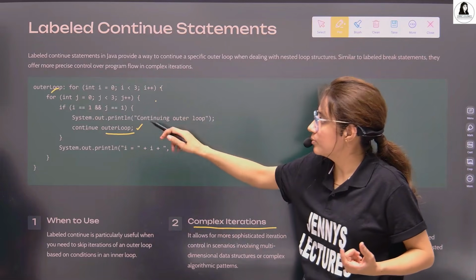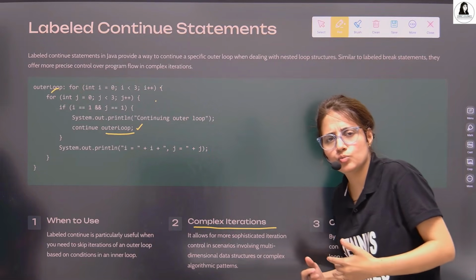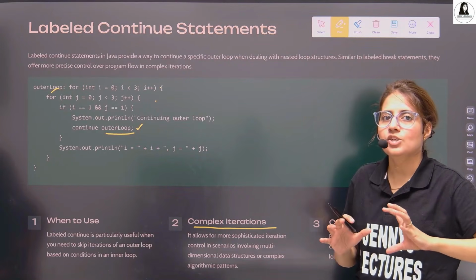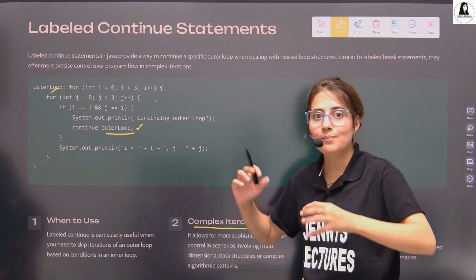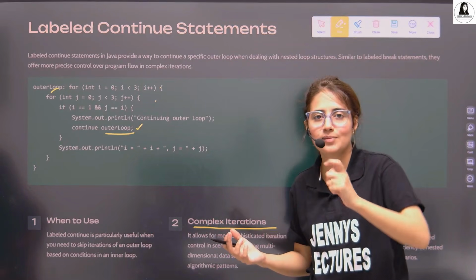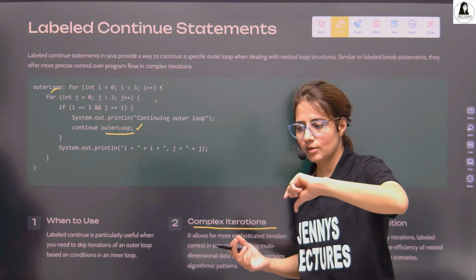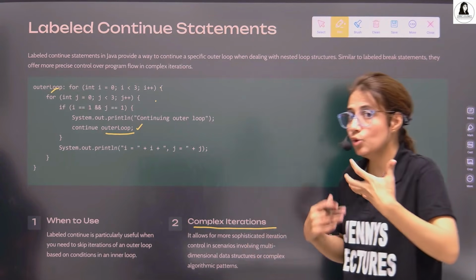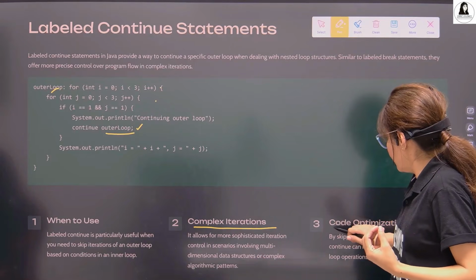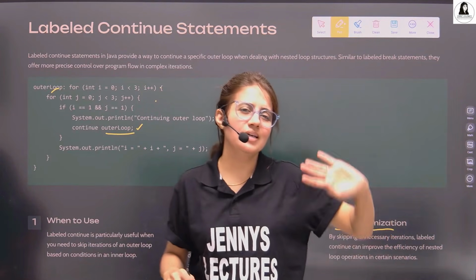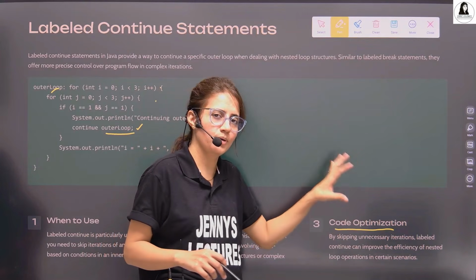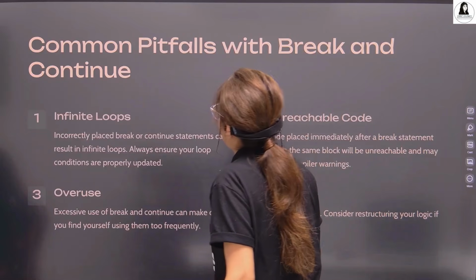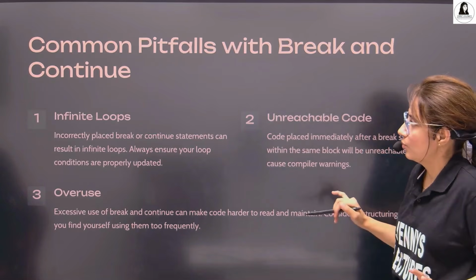Although we are having only two loops here, maybe you have 3, 4, 5, 6 nested loops, a deeply nested structure. Then in those complex iterations, it's always better to use a labeled statement, labeled continue or labeled break, to make your program more readable and more manageable, right? Code optimization means that by skipping the unnecessary iterations, you can optimize the performance, and you can optimize the code using the continue statement. So I guess this is clear to you, but there are some common pitfalls with break and continue.